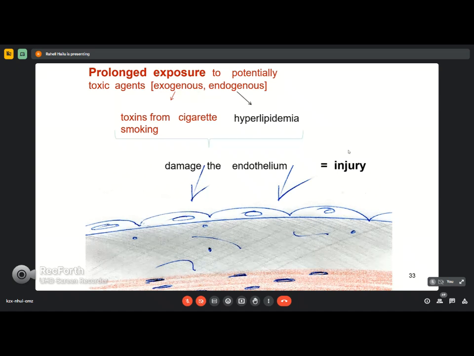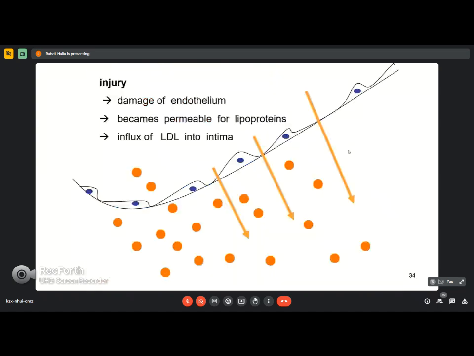Okay, so we said it's a response to an injury. That injury is mainly from either exogenous or endogenous substances. The exogenous substances can be mostly toxins from cigarette smoking, and endogenous substances can be those lipid substances, okay? All of these can cause injury to the endothelium. And it is the way that the endothelium responds to this specific injury that results in the plaque formation.